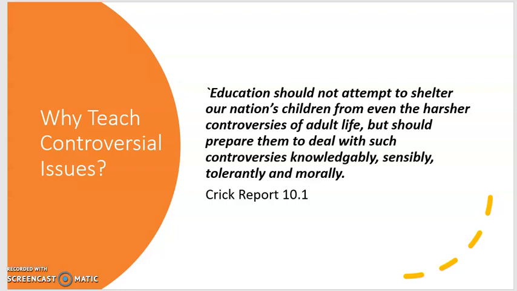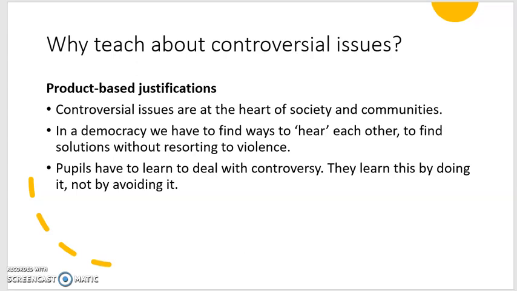This is a quote from a report in England that puts citizenship into the national curriculum, and it sums it up. We can't avoid controversies in life, and therefore we need to educate children about them. And this is linked to what are known as product-based justifications for why you teach controversial issues. They're all over society. You pick up a newspaper, you turn on the news, there's always controversies wherever you look. And therefore we have to find ways to talk to each other, to find solutions without resorting to violence, and that means pupils have to learn to deal with controversy in their everyday lives. And they do this by learning about it, not by avoiding it.